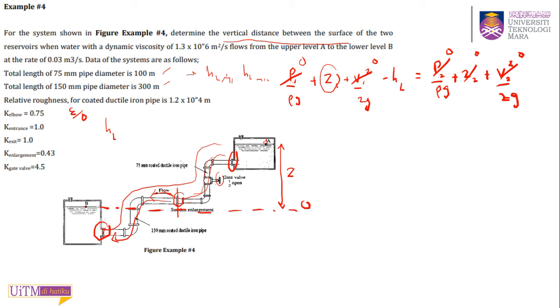So you can just find your Z1 through the HL. You find your HL, and that is actually equal to your Z1, your vertical distance here. Any more questions? So Z1 is equal to the losses only. So that's all, I think.